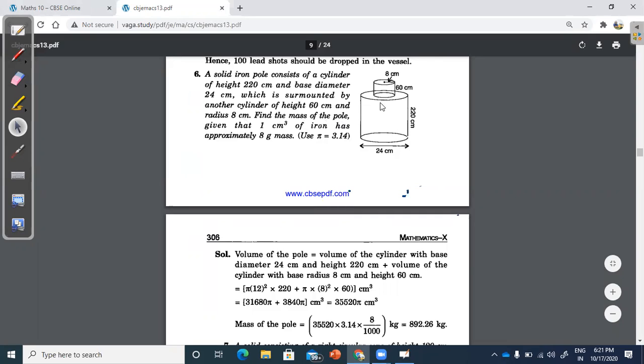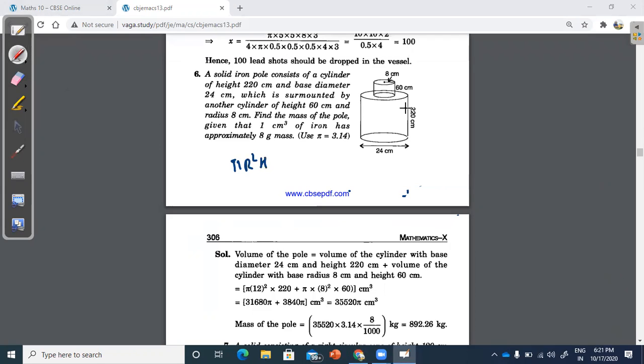So first what we'll do, we'll find the volume of these two parts, add it up to get the total volume of the iron, and multiply by 8. That will give you the mass of this in grams, and divide by 1000, you will get in kg. And they have specified, use the value of pi as 3.14. Okay, so we are going to use the formula here, pi R square H, that is the volume of the big one, plus pi small r square small h, that is for the smaller one, right? Pi r square h. And so what we can do is take pi common and substitute the values.